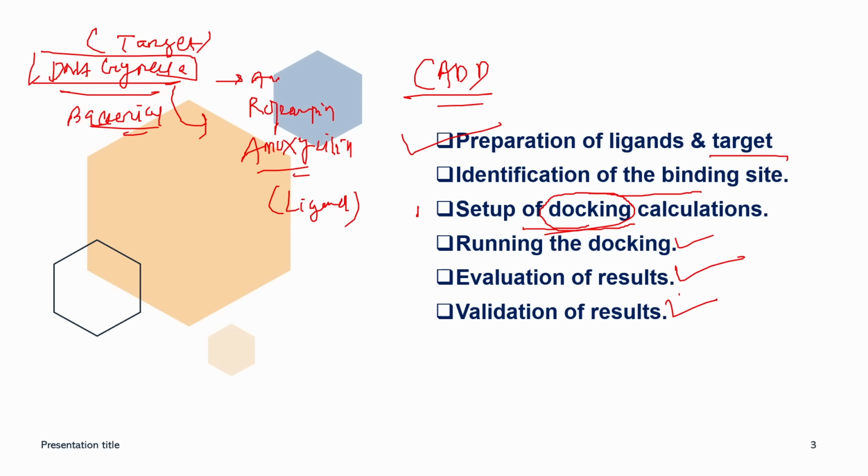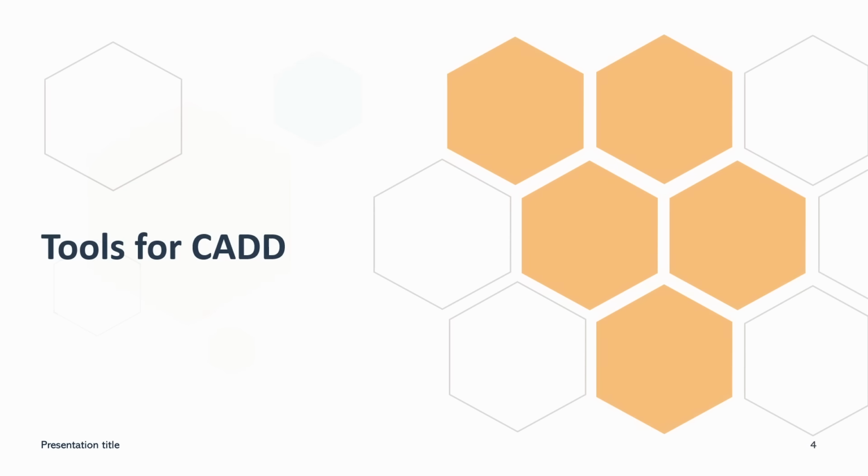in this process the target and ligand molecule interact and we get a result, then we evaluate that result and validate it. So now the question comes, how to prepare the ligand, how to prepare the target, then how to perform the molecular docking. All your questions will have the answer in the next slides. Next, what are the tools that are used for CAD? What are the various tools that we are going to use and get the results?